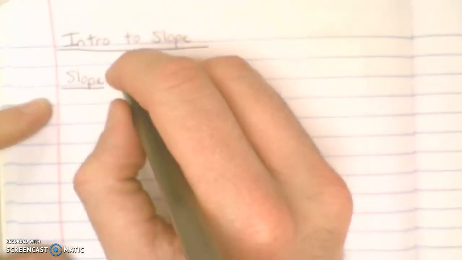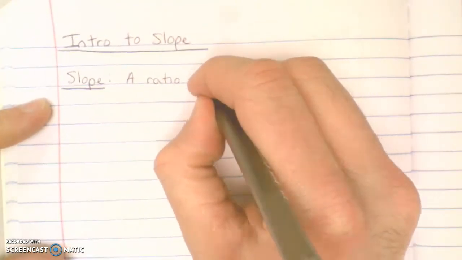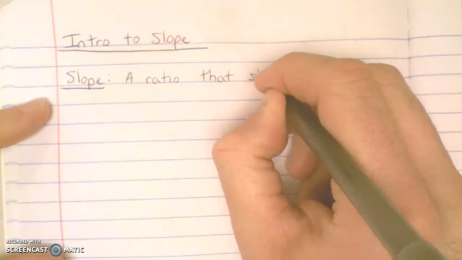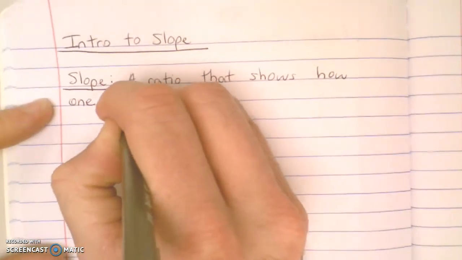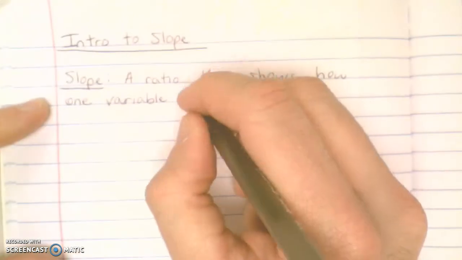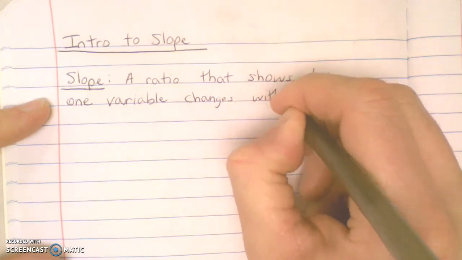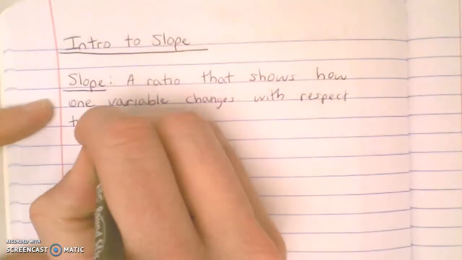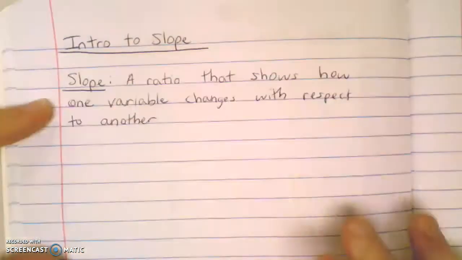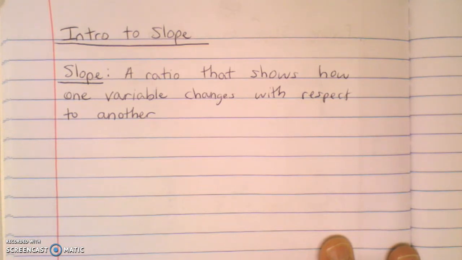Slope is a ratio that shows how one variable changes with respect to another. So a ratio that shows how one variable changes with respect to another. And ratio is a fraction. So just a fraction, it's something that compares two numbers.